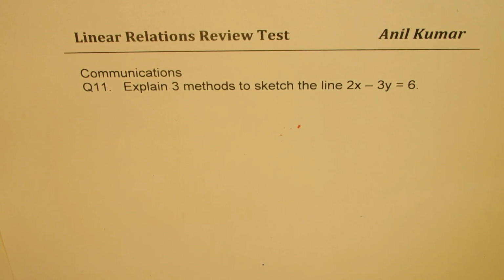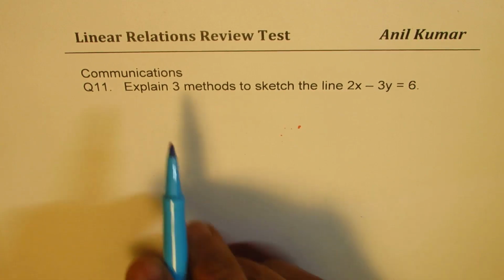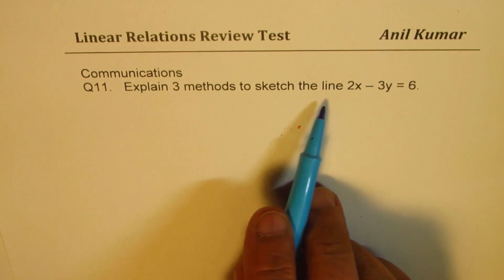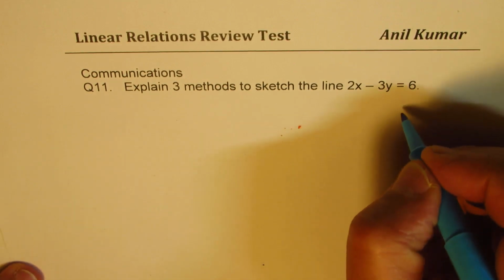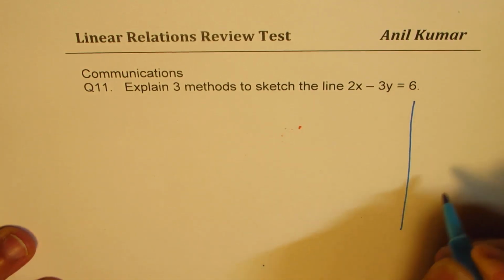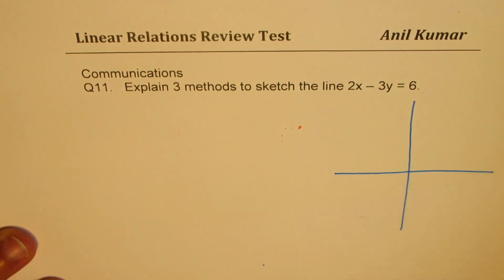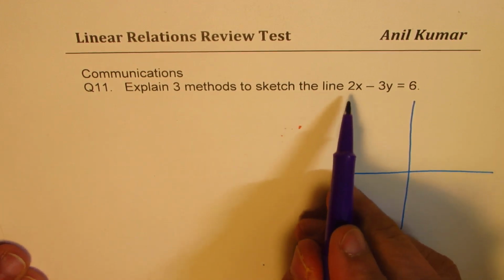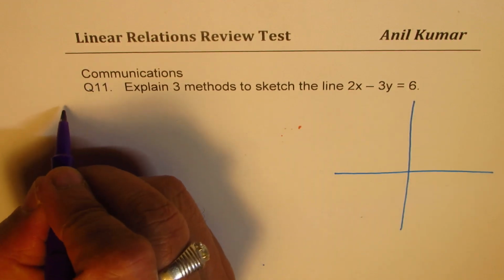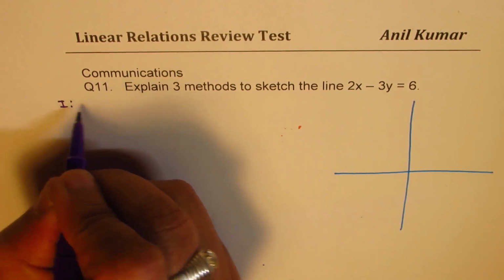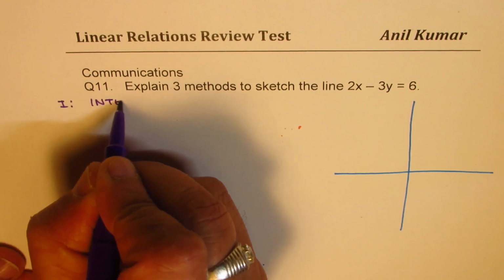Now let's continue with our solution to the test paper with a fresh mind. Question number 11. Explain three methods to sketch the line 2x minus 3y equals to 6. So normally a graph paper will be given to you. However, I'm just making some rough sketches here, which are good enough. Okay, three methods. So what are the three methods? Now this is the equation of the line. I will say method 1 is use intercepts.